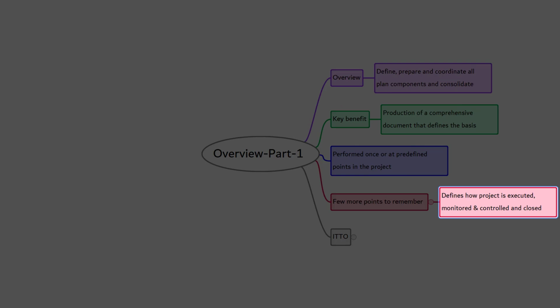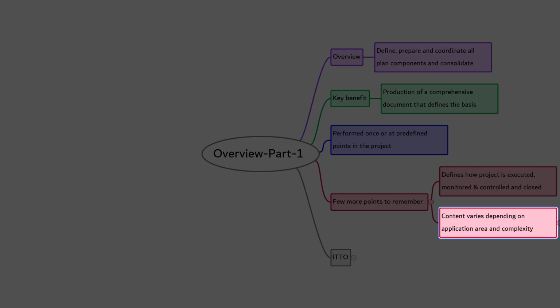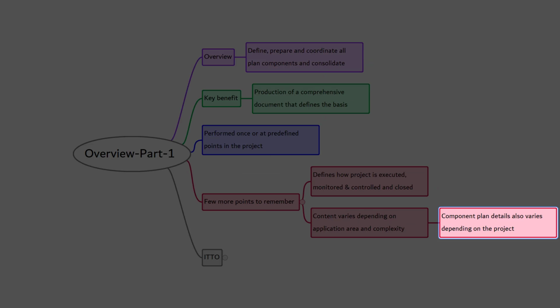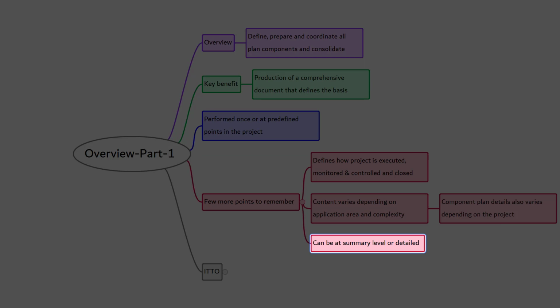The project management plan defines how the project is executed, monitored and controlled, and closed. The content of the project management plan varies depending on the application area and complexity of the project. Of course, the project management plan is not a single document, it's a collection of multiple plans and documents. Those component plans will be described to the extent that is required by the specific project. The project management plan can be at summary level or detailed.